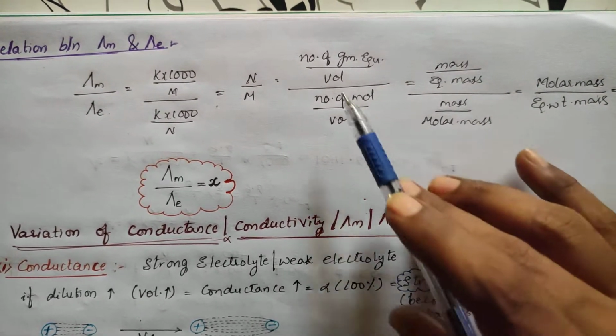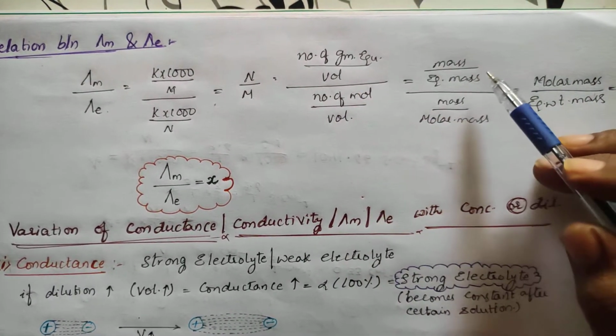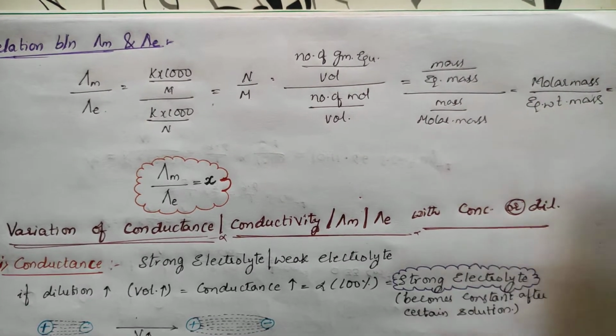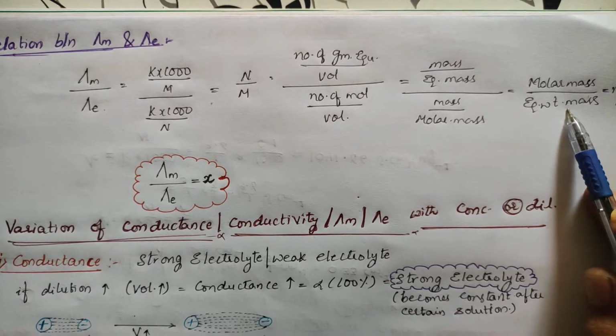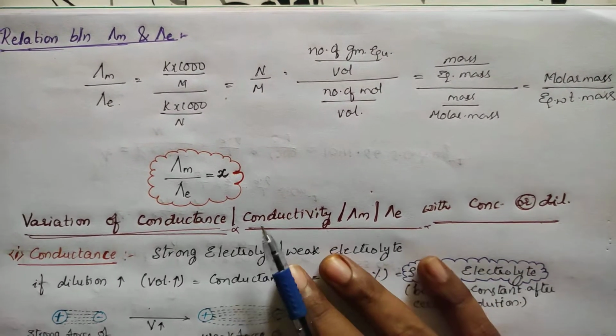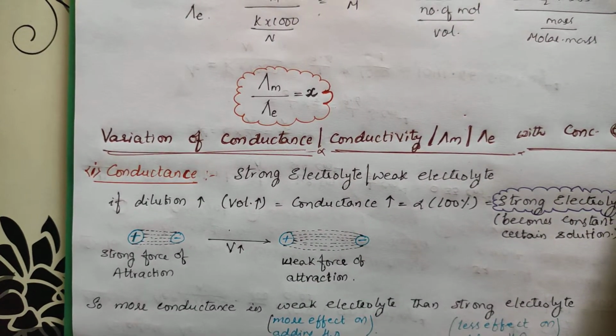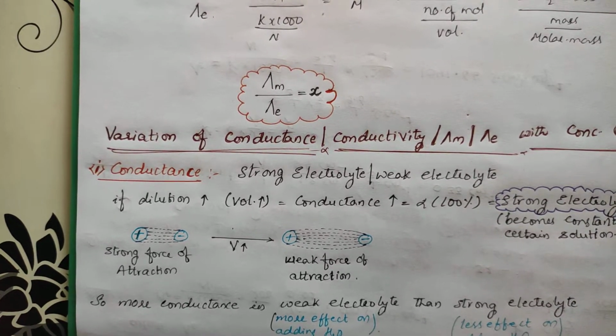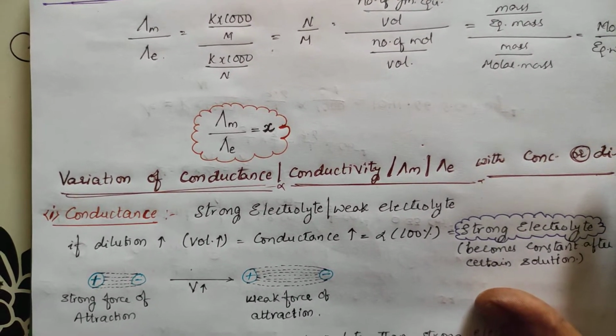Now you can go here. Gram equivalents can be written as mass by equivalent mass, and moles as mass by molar mass. Mass will be cancelled, leaving molar mass by equivalent mass, which is nothing but the n factor. Equivalent weight is nothing but molar mass by n factor. Molar mass will be cancelled, so you get the n factor.